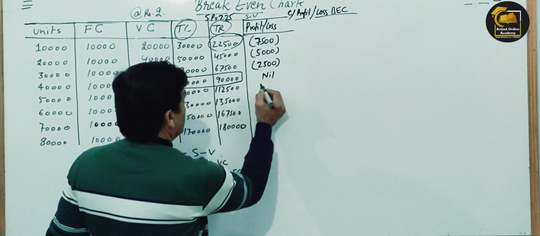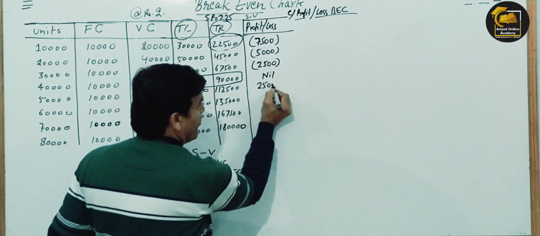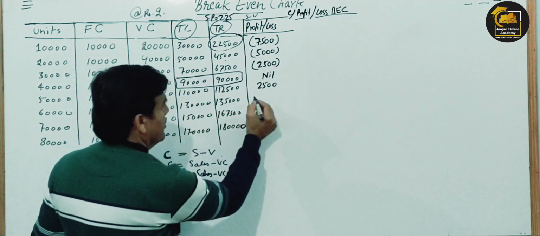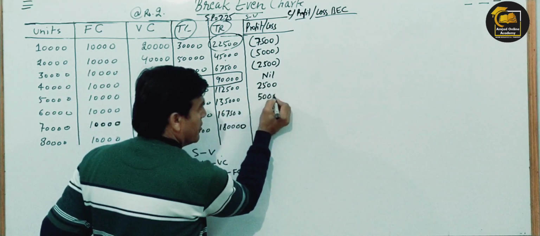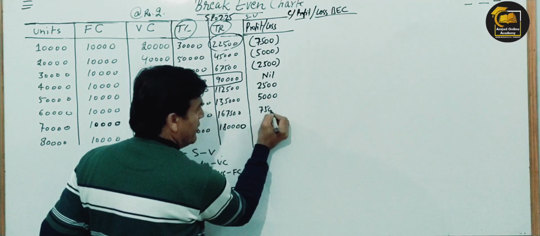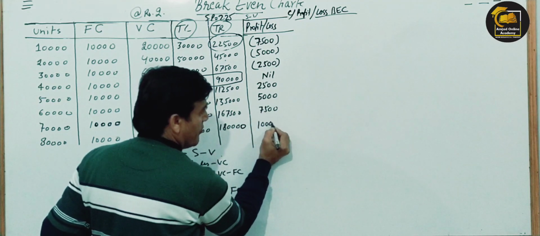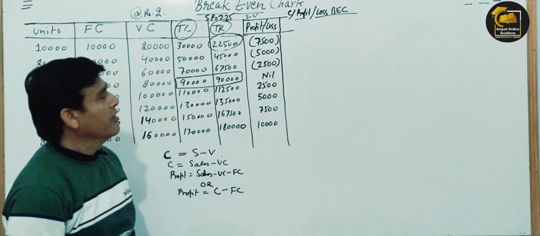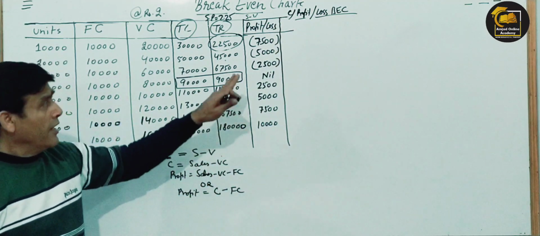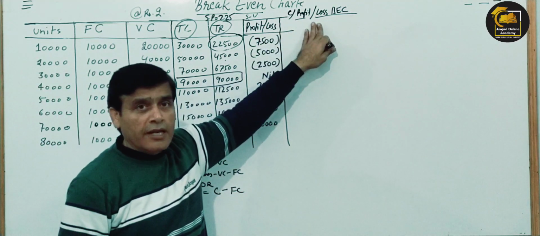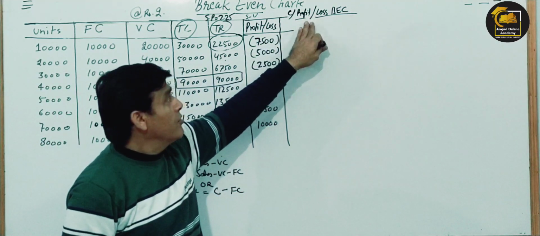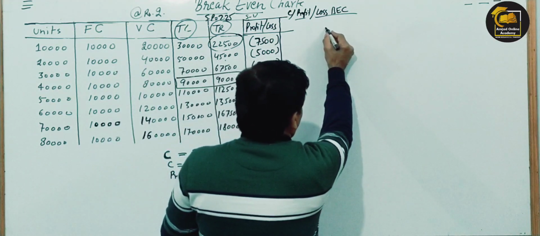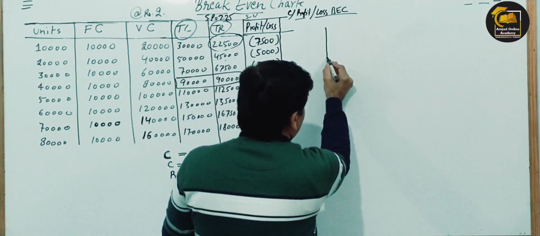Here the profit of 2,500, plus here when you are deducting, the profit of rupees 5,000, here the profit of rupees 7,500, here the profit of rupees 10,000 after deducting it. Understood? And we are discussing the third type of the break-even chart, that is known as the profit and loss break-even chart. So it means this time we have to draw the profit and loss.